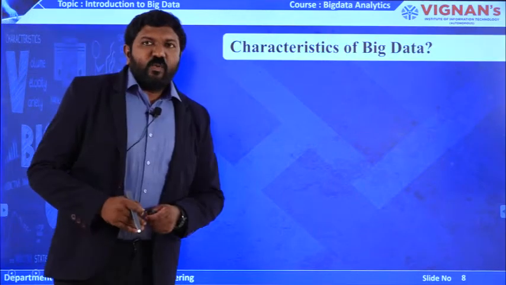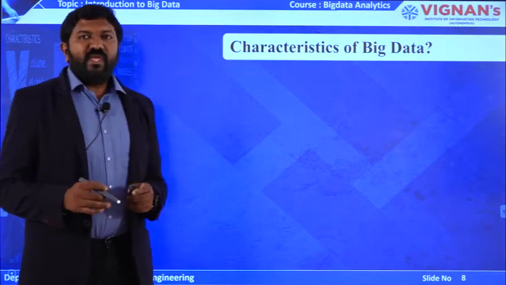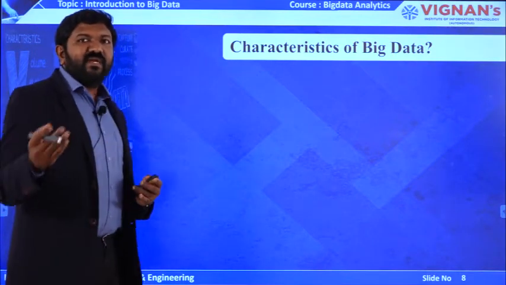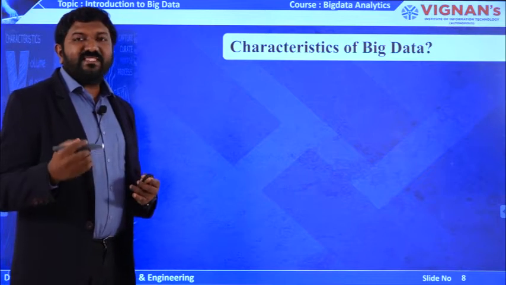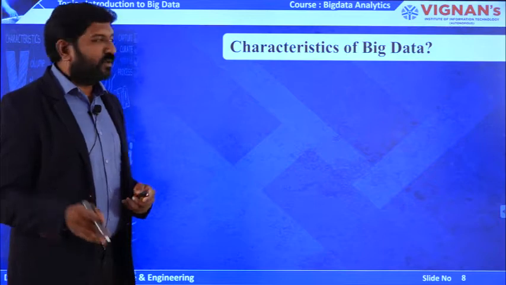Now, let's get into the topic called different characteristics that big data contains. Till now, we have seen different sources from where data can be generated, and we have seen what exactly a user can generate, the amount of information from his own mobile phone.